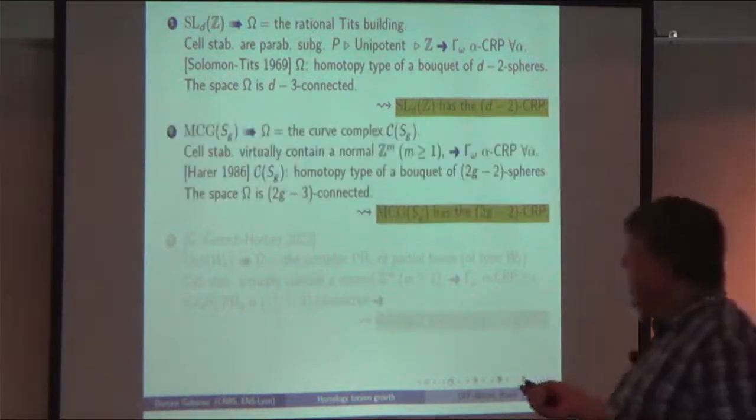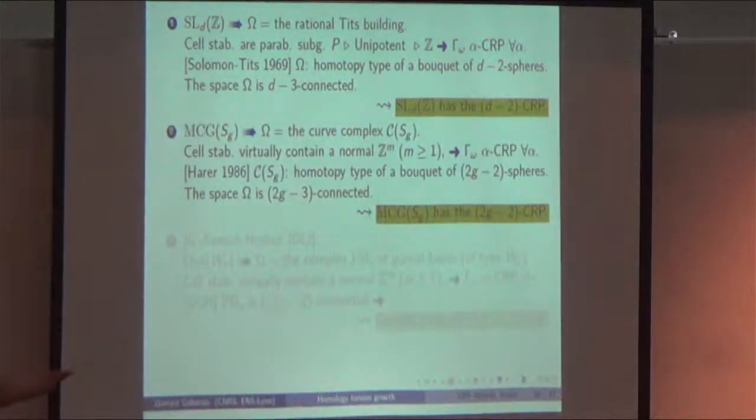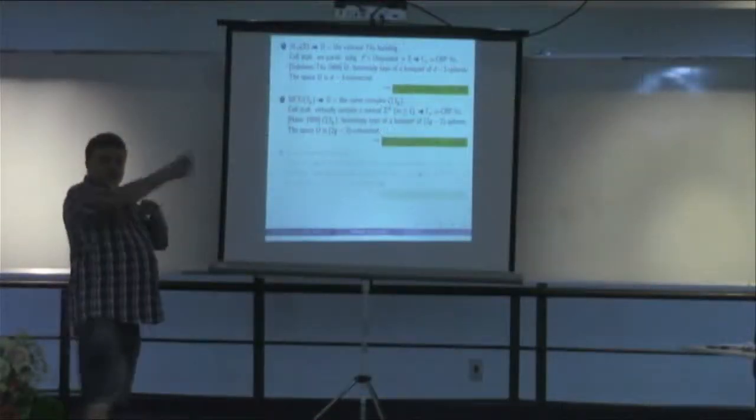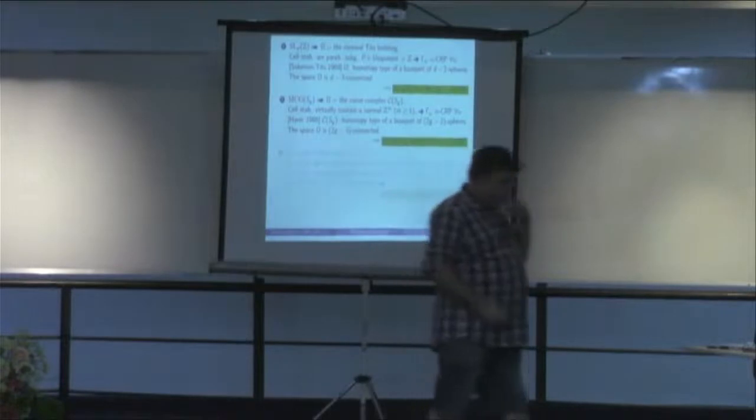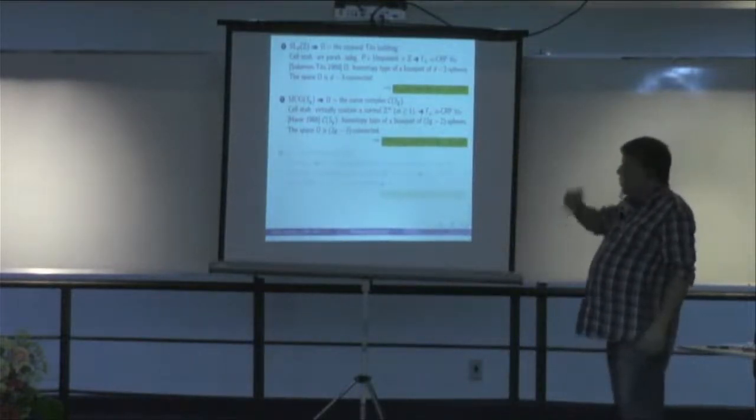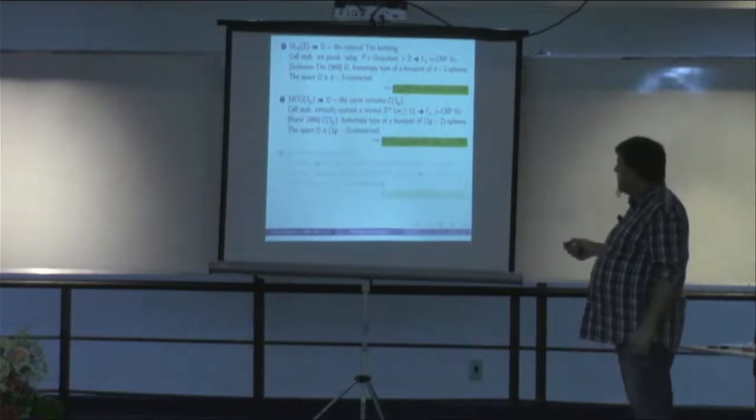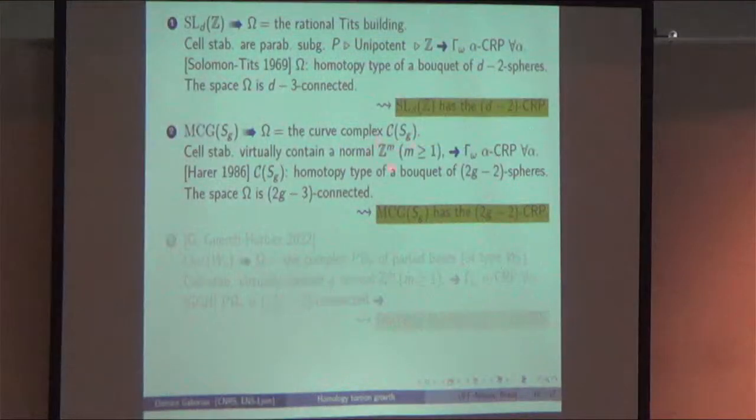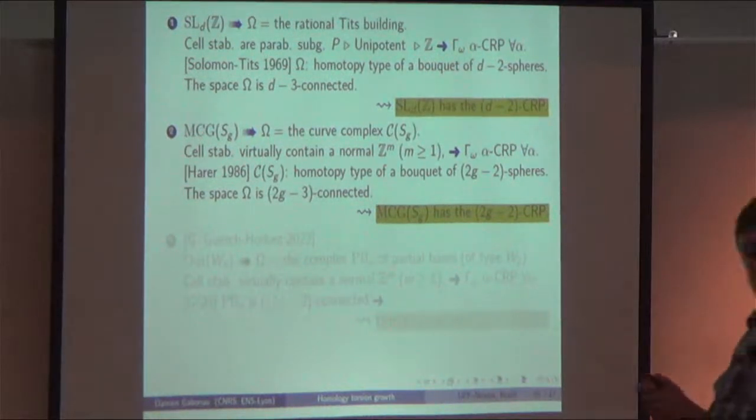Okay? For the mapping class group, have a guess, of course: the curve complex. Okay, so you know it's the number of curves, the curves that you draw that do not intersect, and this also flags in the sense of such curves. The cell stabilizers contain a normal subgroup, which is virtually a Z^{2D-M}. So the stabilizers have the Tits building property for every alpha, and so has the mapping class group, as soon as we know the homotopy type of the curve complex.